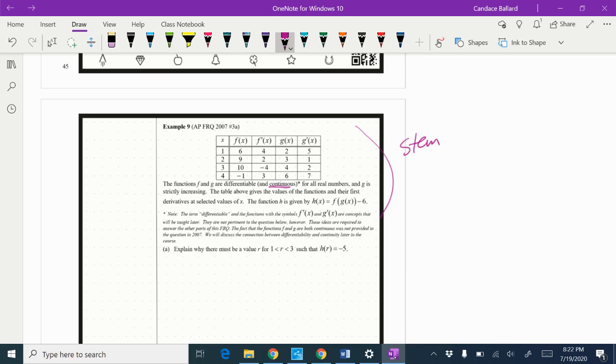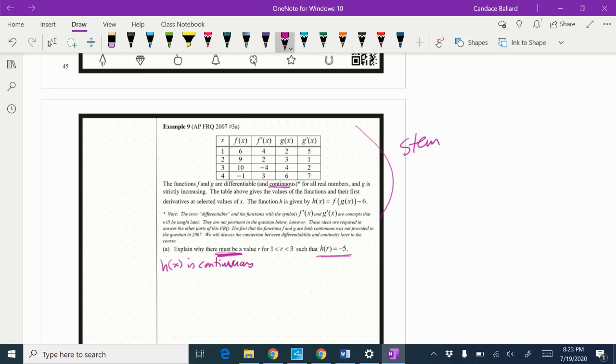So we're supposed to explain why there must be a value r. So see how those words, must be? That's an indicator that you've got an intermediate value theorem problem, for r between 1 and 3 such that h of r equals -5. So we're going to first of all state that we know that because f and g are continuous, therefore h has to be continuous. So h of x is continuous.